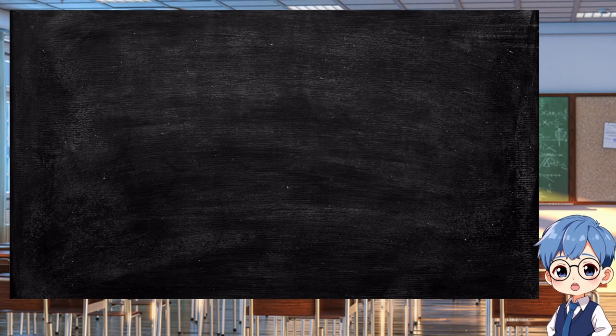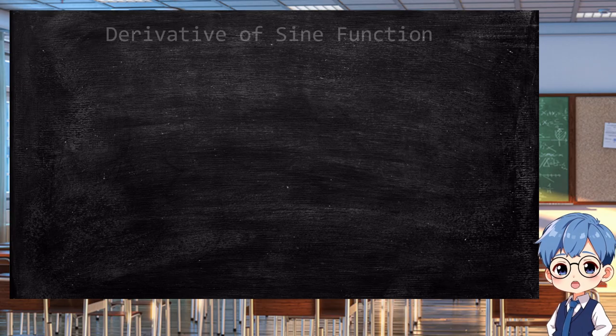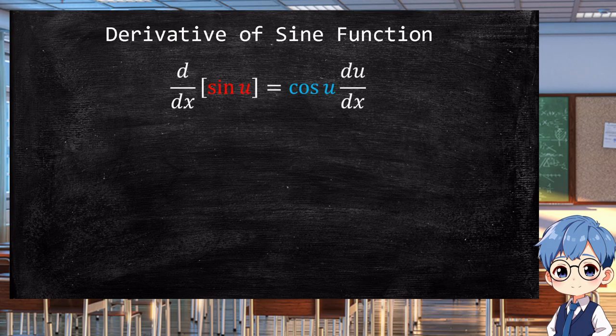Okay, so let's begin. First, let's start with the sine function. The derivative of sine of u equals cos of u times the derivative of u with respect to x. This means the slope of the sine curve at any point is equal to the value of the cosine at the same point.